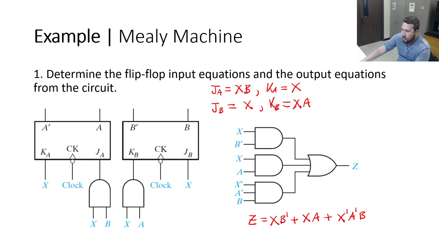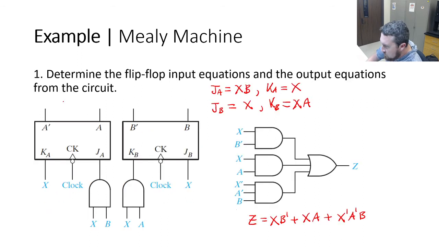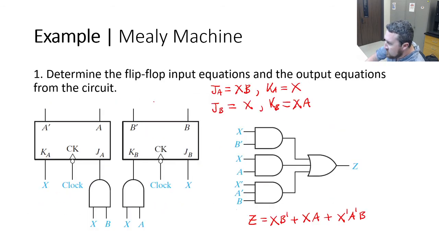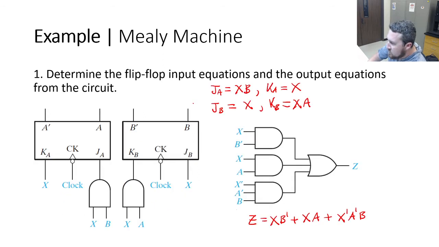All right, so next up, derive the next state equation for each flip-flop from its input equations using one of the following relations. Now we're looking at JK flip-flops, which means that we're going to go with that set of equations. Let me write out some of the stuff again. I've got JA equals XB, KA equals X, I've got JB equals X, and I've got KB equals XA.